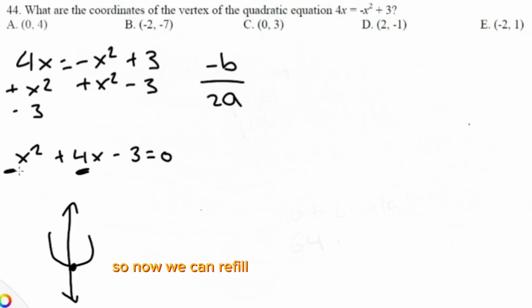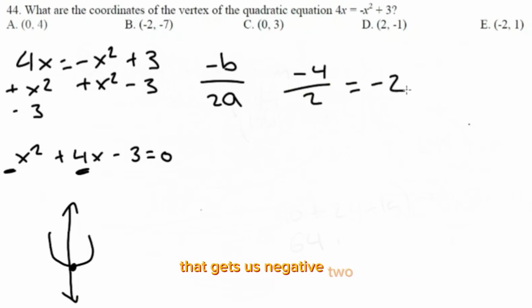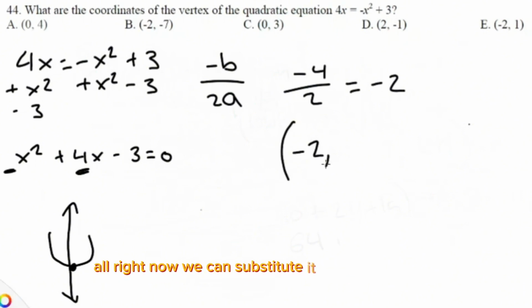So now we can refill this as negative 4 over 2. That gets us negative 2. Alright, so that's our axis of symmetry. So to find the vertex, we actually need to substitute this axis of symmetry back into this equation. But before we do that, let's fill out our coordinate. So to write this as a vertex, we need to write it as a coordinate. So negative 2 is our x value. Alright, now we can substitute it into this equation.